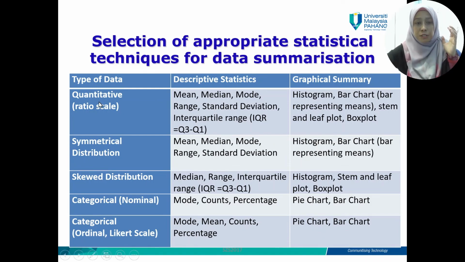Okay, so if you have a quantitative ratio scale data, ratio level, it's better for you to use histogram, bar chart, or stem and leaf plot, and also box plot. If your data has a symmetrical distribution, it is best to represent the shape of the distribution using histogram or bar chart. But if it is a skewed distribution, then the best representative will be histogram, stem and leaf plot, or box plot. So all three will be a very good representation of the shape.